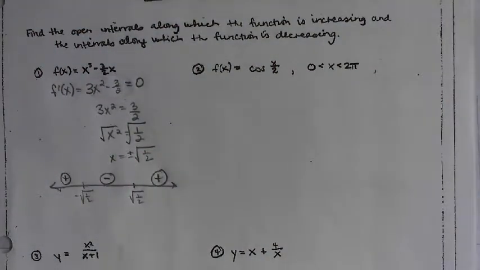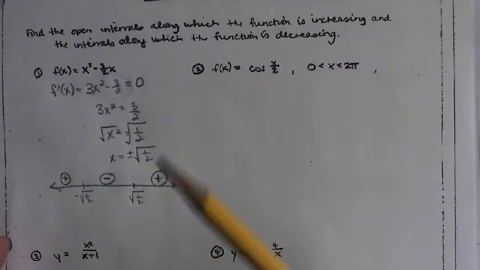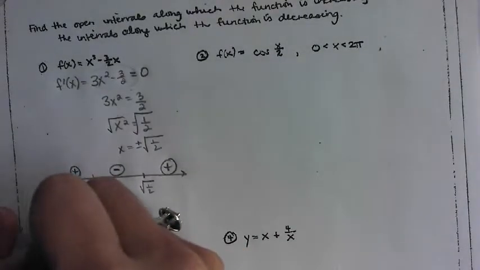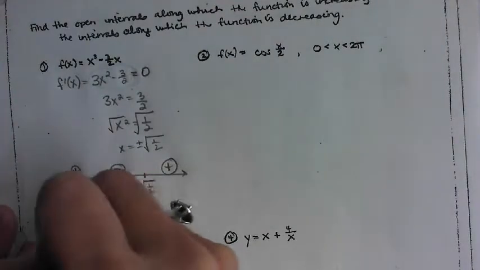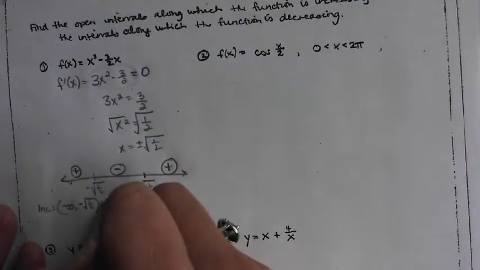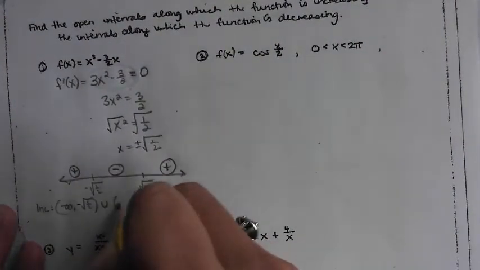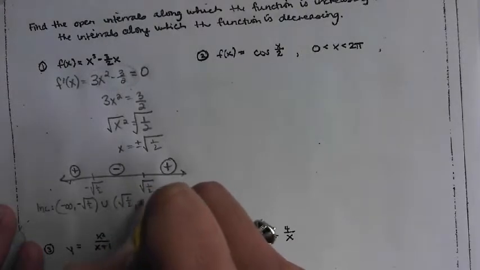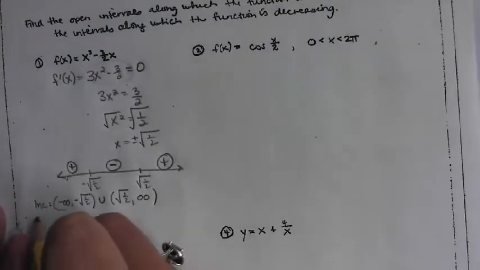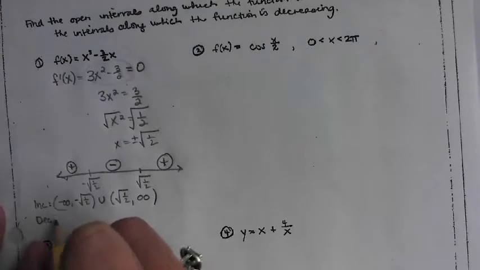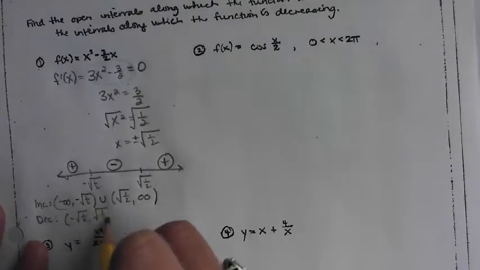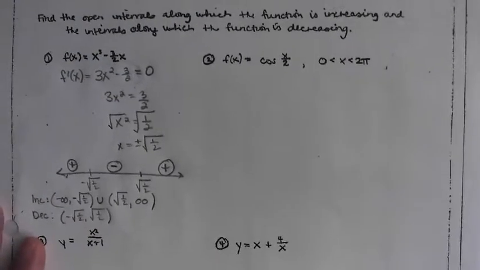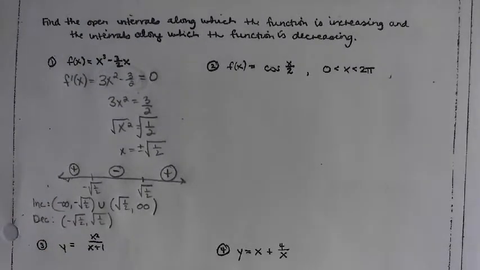So a couple things. Number one, we can answer the question. The intervals, it's increasing from negative infinity to negative root 1/2. And again, it's increasing from root 1/2 to infinity. It's decreasing from negative root 1/2 to positive root 1/2. Okay, so that answers the question.